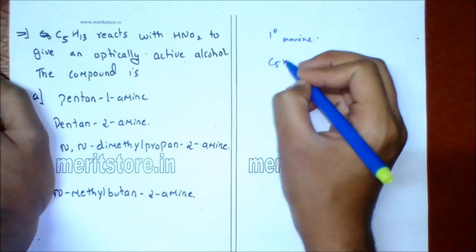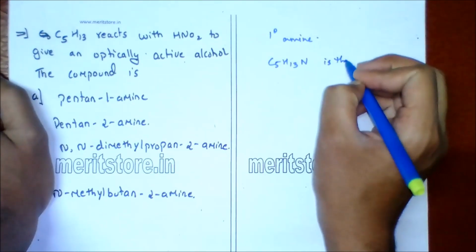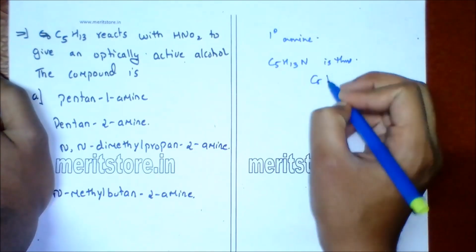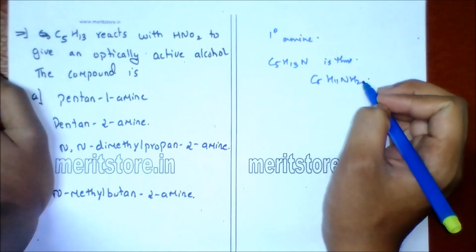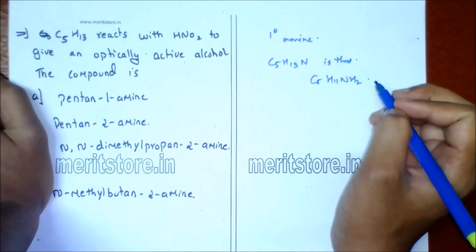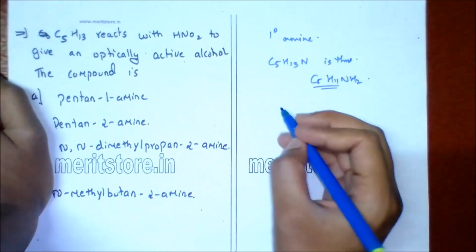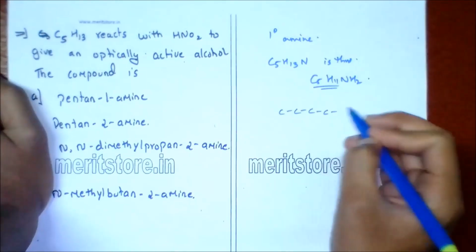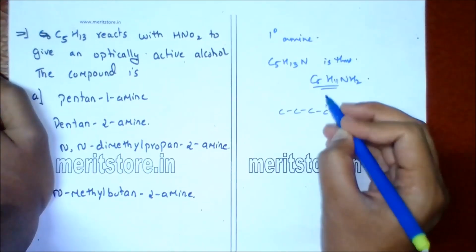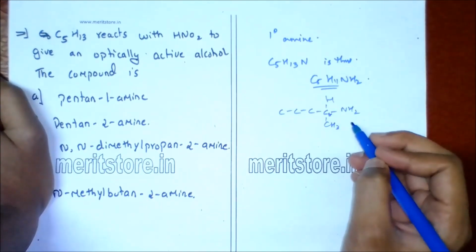So C5H13N is thus C5H11NH2. Optically active alcohol means the C5H11 segment contains a chiral carbon. So the structure will be with H and CH3 on the same carbon. So this carbon is a chiral carbon. Option B is the correct answer.